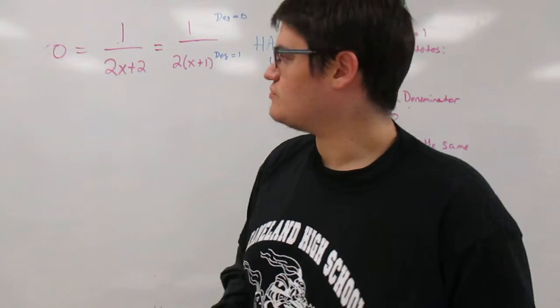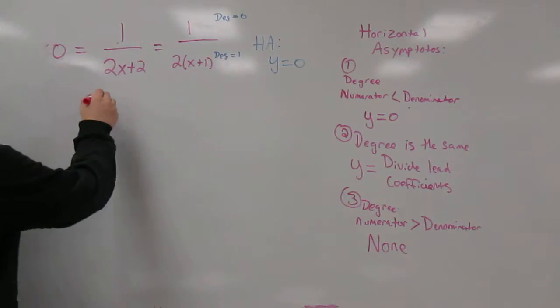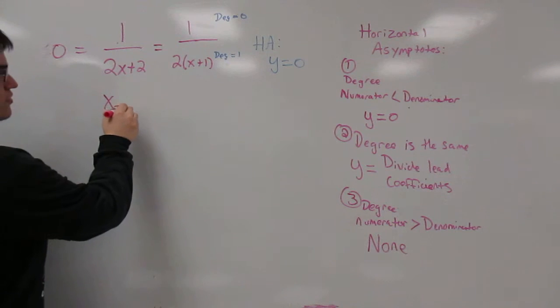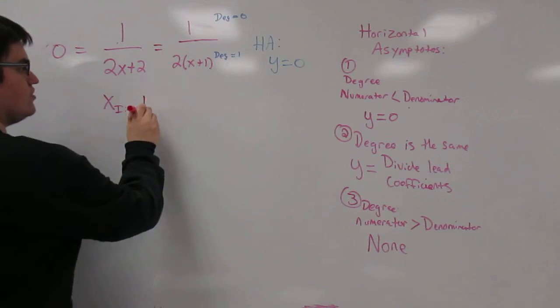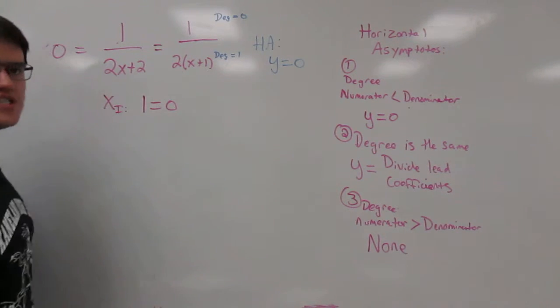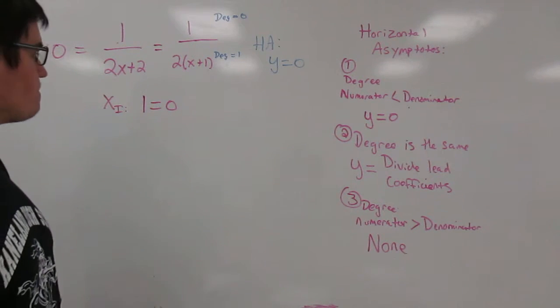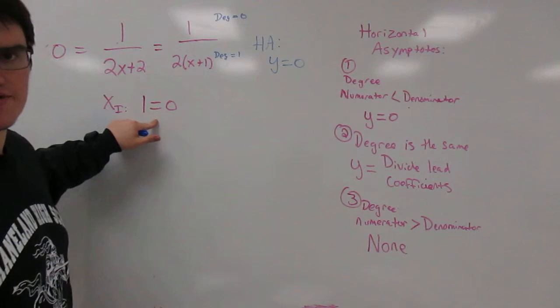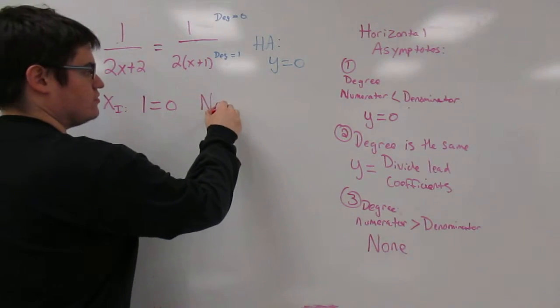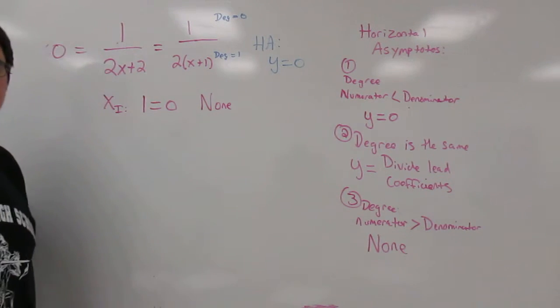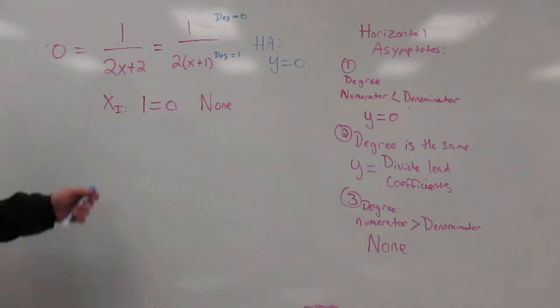Okay. So for my x-intercepts, we're able to take our numerator and set it equal to 0. So this is going to tell us our x values that make it 0. Well, this is nonsense. 1 does not equal 0. So for our x-intercepts, we have none. Okay? There are no x-intercepts to this. It doesn't cross the x-axis.